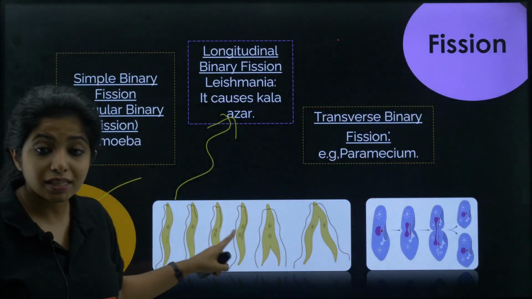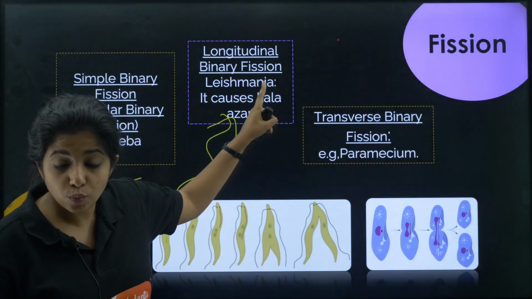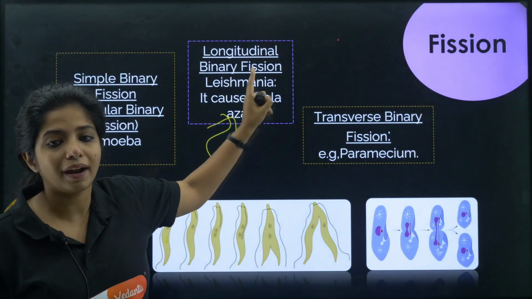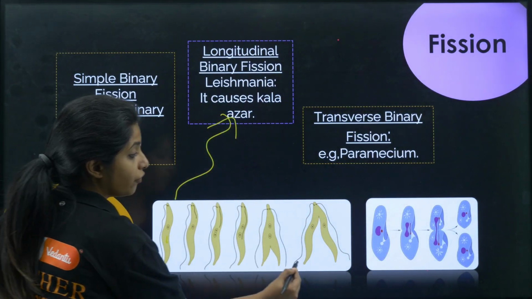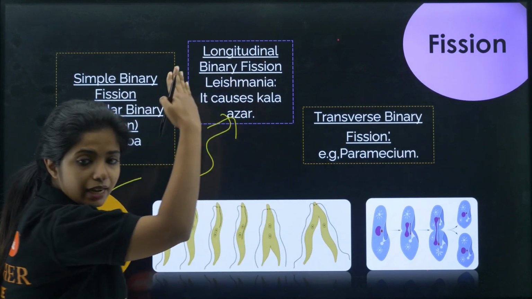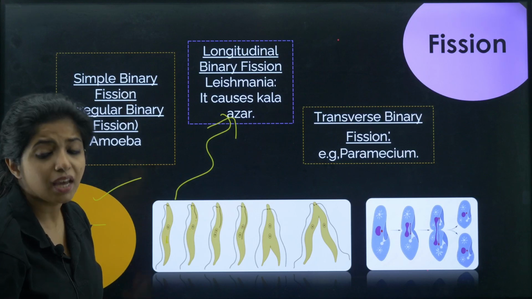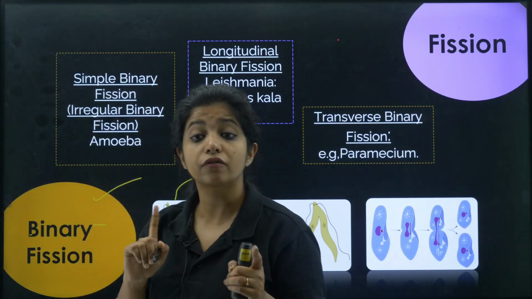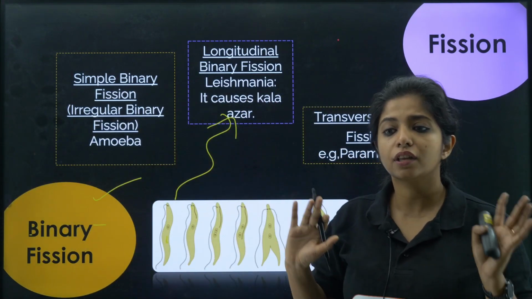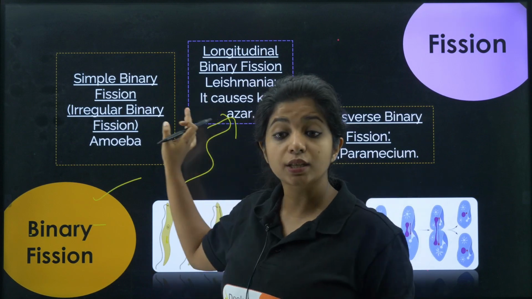Okay, what is this? This is Leishmania, my dear children, and Leishmania shows longitudinal binary fission. Longitudinal means it has a fixed axis. It is going to get cut like this. So they have a fixed axis, and that is the longitudinal axis. Okay, and the usual question that comes is, what is the difference between the binary fission, or basically the reproduction method of Leishmania as well as amoeba?